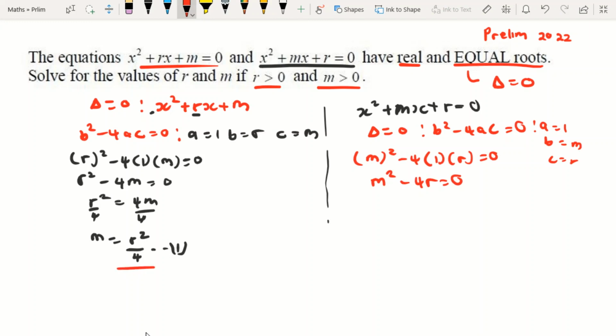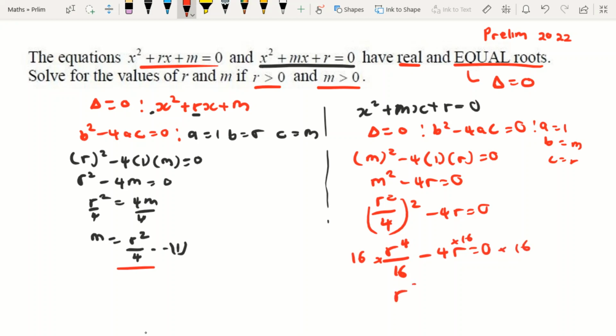Remember, m is equal to r squared over 4. So where there's m, I'm just going to put r squared over 4, and then I square it, so it's minus 4r equals 0. So it's going to be r to the power of 4 all over 4 to the power of 2, which is 16, minus 4r equals 0. We multiply the 16 throughout. 16 multiplied by 4r, we have r to the power of 4 minus 64r equals 0.